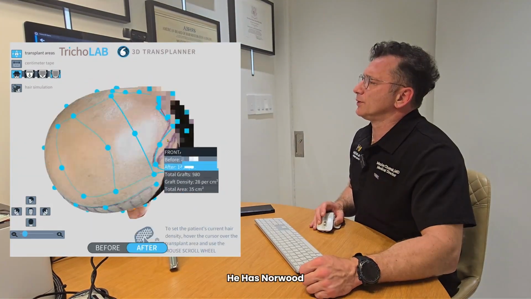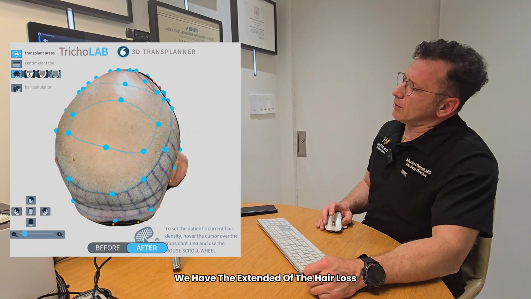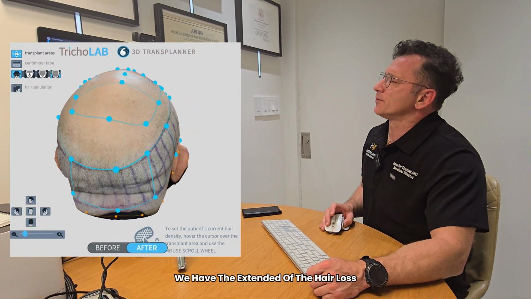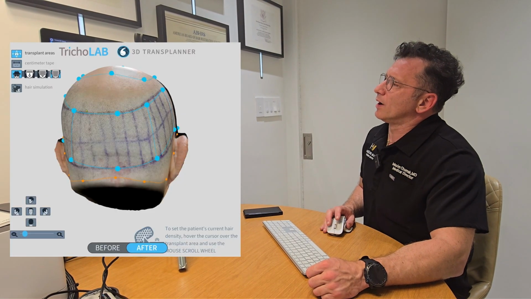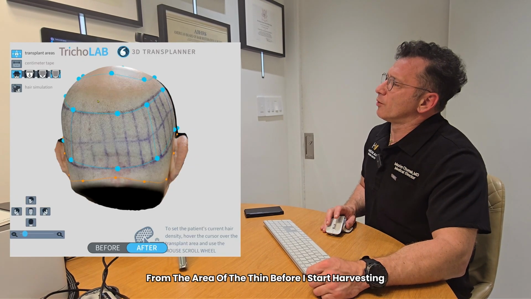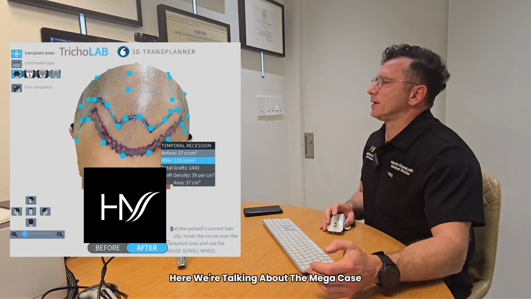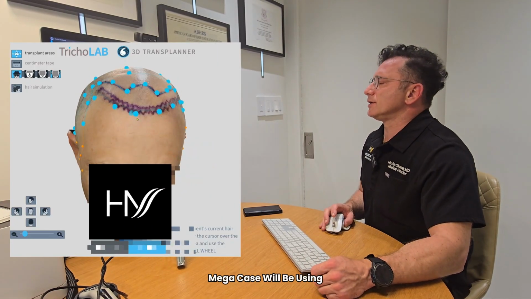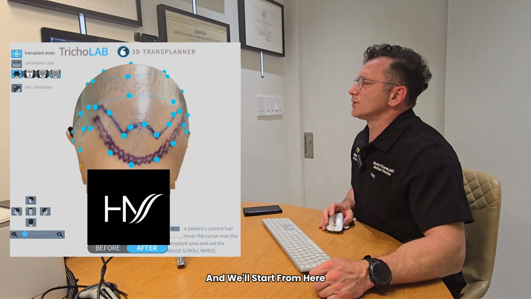At this moment, we are dealing with a patient. He has close to Norwood 7 degree of hair loss. You can see how far the hair loss extends. So for my donor area, I have to give at least 1.5 to 2 centimeters from the area of the thinning before I start harvesting. Here we're talking about a mega case. A mega case will be using at least 4,700 grafts. That's the goal. And we'll start from here.